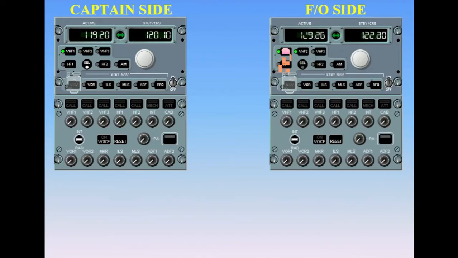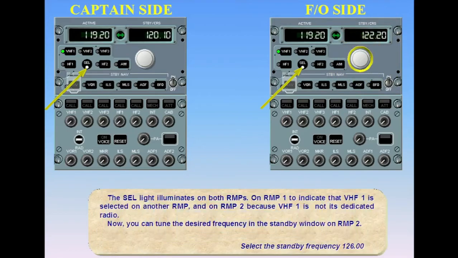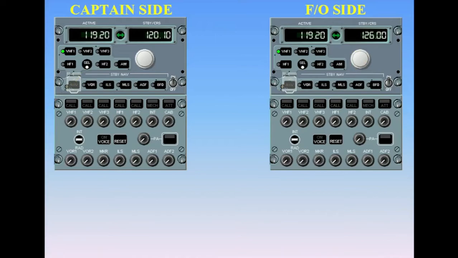The select light illuminates on both RMPs. On RMP-1 to indicate that VHF-1 is selected on another RMP, and on RMP-2 because VHF-1 is not its dedicated radio. Now you can tune the desired frequency in the standby window on RMP-2. Select the standby frequency of 126.00. Transfer the standby frequency to the active window.